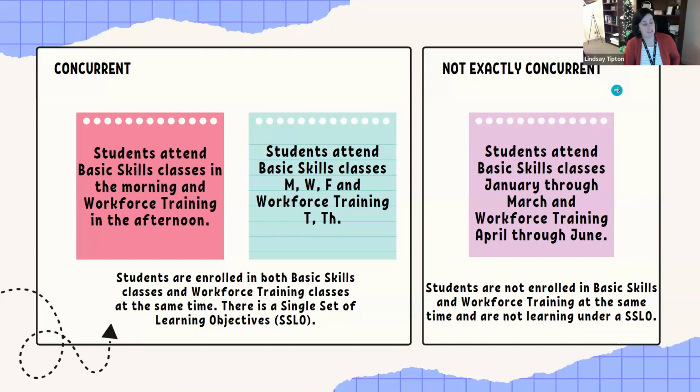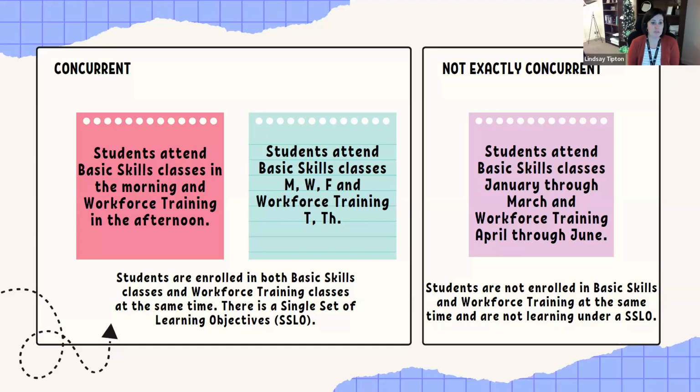All right, so what does it mean to be concurrent? It's not explicitly stated in the legislation, so this is one of those things that we kind of are left to define on our own. And the way that we have defined it is that people are currently enrolled. It means that they are enrolled in 2 classes at the same time. So concurrent would be students attend basic skills classes in the morning and workforce training classes in the afternoon. That's one example. Or students attend basic skills classes on Monday, Wednesday, Friday, and workforce training on Tuesday, Thursday.